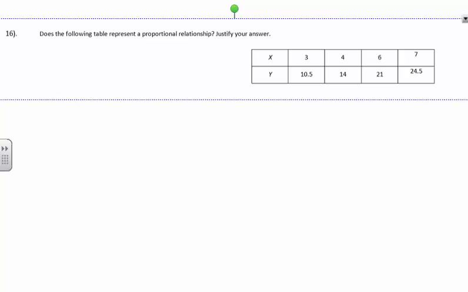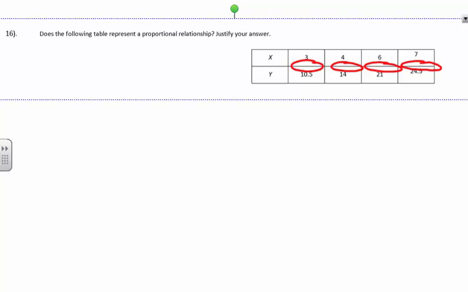Number 16 wanted to know if this chart displays a proportional relationship. And we reviewed this. We know that in order for it to be proportional, it has to have the same constant that creates the relationship between our x and our y values. So basically, what do I do to x in order to get to y? And if it's the same number for each column or row, we know that it is proportional.